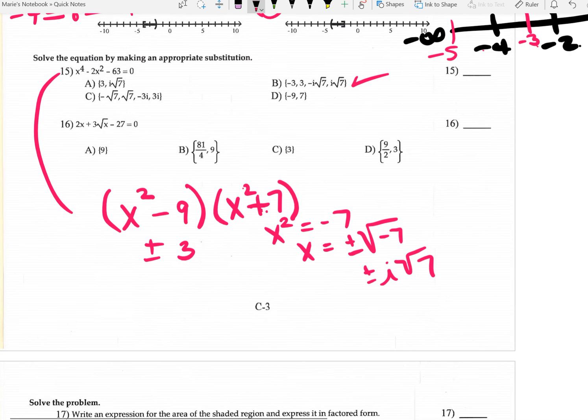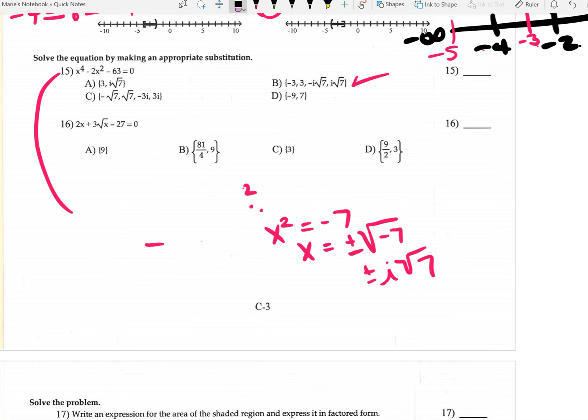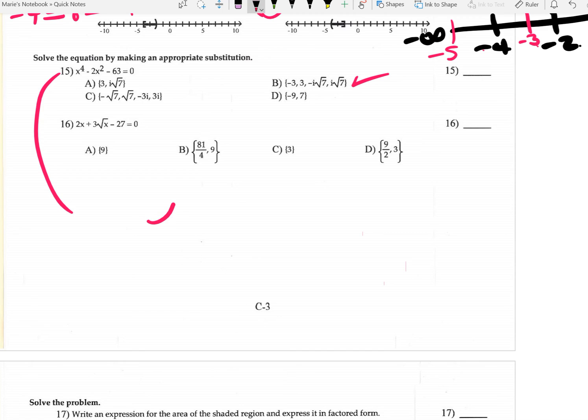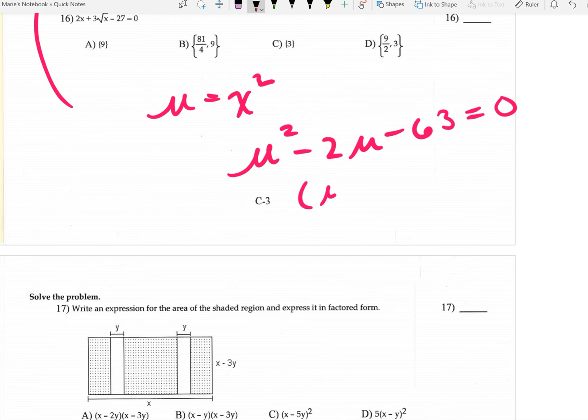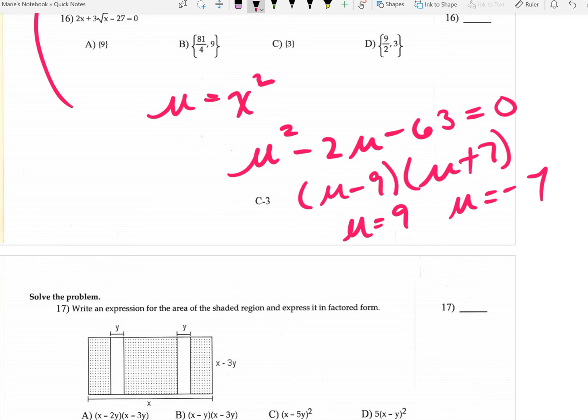With u substitution, however, remember, when you show your work, you should know that u is equal to, in this case, x squared. So we plug it in, we say u squared minus 2u minus 63 equals 0. You'll end up with the same answers anyway. So you'll still do u minus 9 and u plus 7. And then once you solve for u equal to 9 and u equal to negative 7, we then plug in the x squared. So x squared equals 9 and x squared equals negative 7.